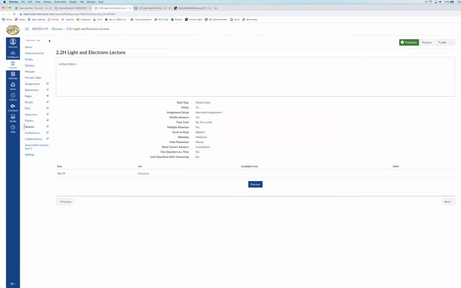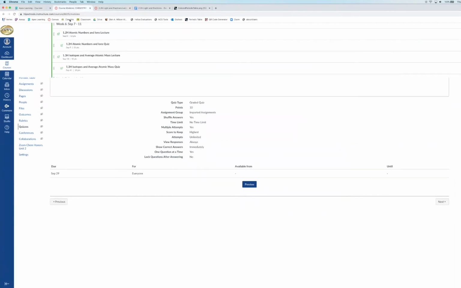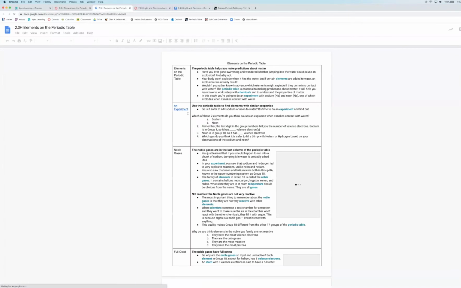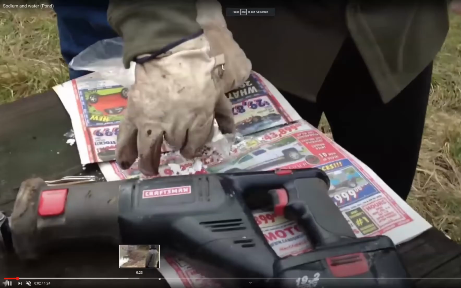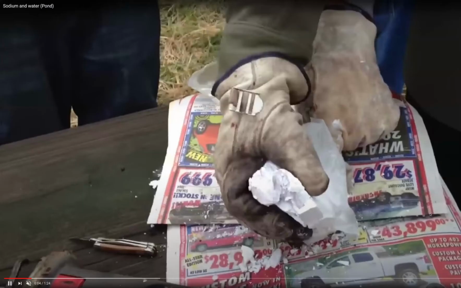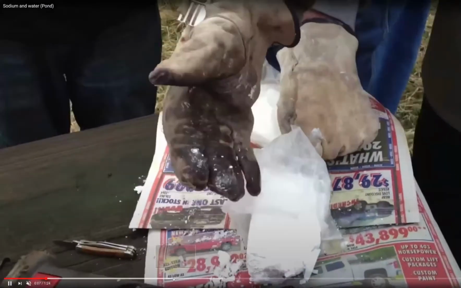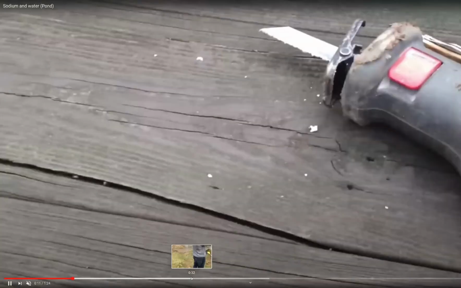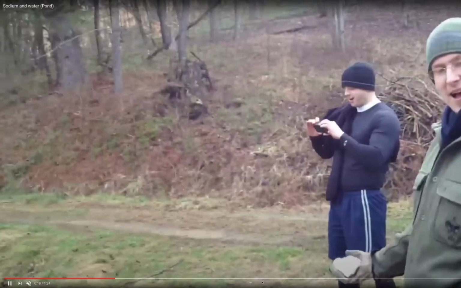So I'm going to show one more thing. This person here is going to add a big chunk of sodium metal into a lake, and you can see what happens. Also, if you notice, it's not the same type of sodium as in your table salt. That's sodium chloride. So this is pure sodium metal.